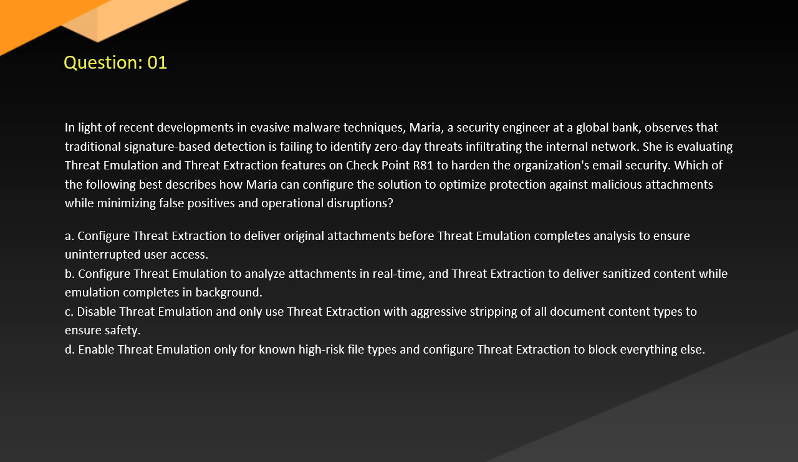positives and operational disruptions? A. Configure threat extraction to deliver original attachments before threat emulation completes analysis to ensure uninterrupted user access. B. Configure threat emulation to analyze attachments in real time and threat extraction to deliver sanitized content while emulation completes in the background. C. Disable threat emulation and only use threat extraction with aggressive stripping of all document content types to ensure safety. D. Threat emulation only for known high-risk file types and configure threat extraction to block everything else.